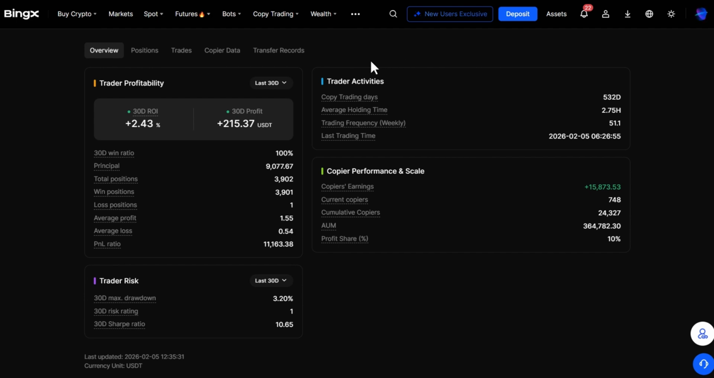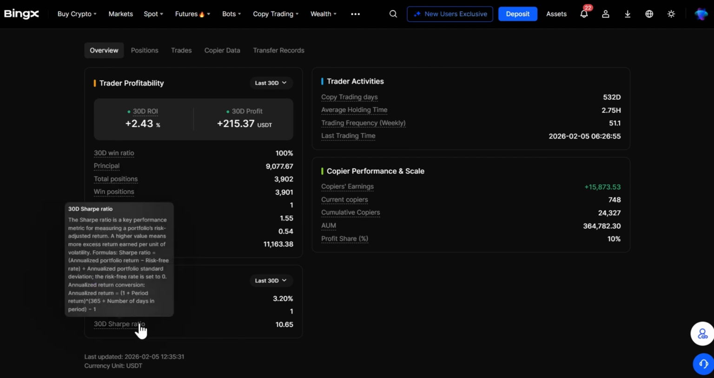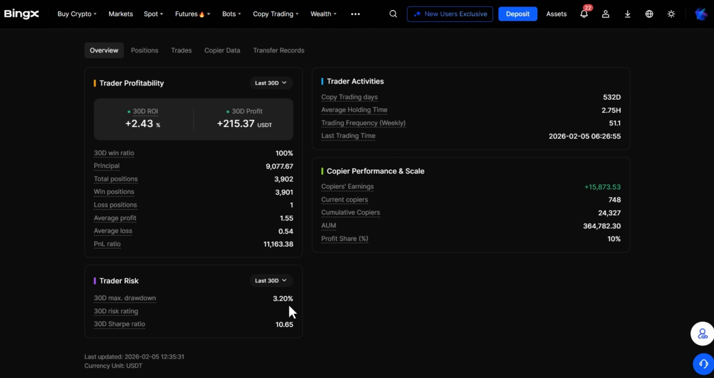You can also see trader activities, which shows their trading stats such as how many days since they started copy trading, average holding time for a trade, trading frequency for a week, and their last trades. Now, under trader risk, you'll see three critical metrics: max drawdown, risk rating, and Sharpe ratio. Max drawdown shows the biggest loss the trader has taken from their peak equity. Risk rating is BingX's overall assessment of the trader's risk level. The risk level 1 to 9 is rated according to the loss during the statistical period. The higher the number, the higher the risk, and this data is updated every 30 minutes.